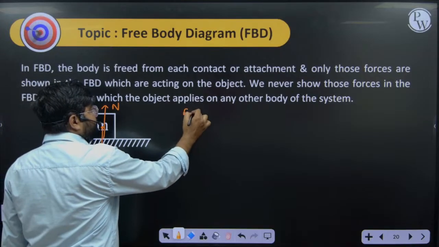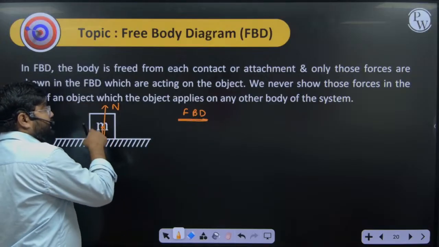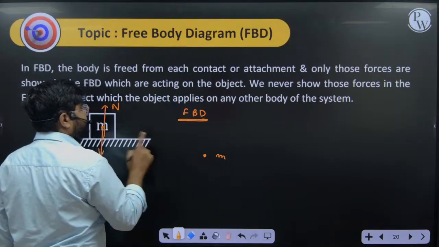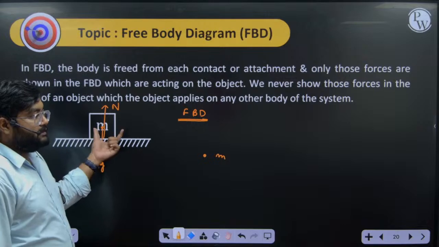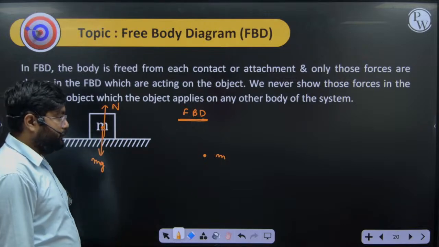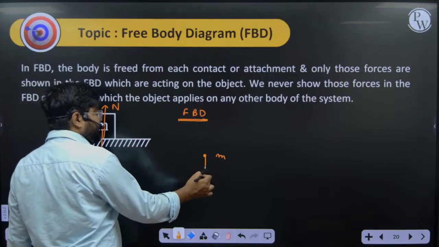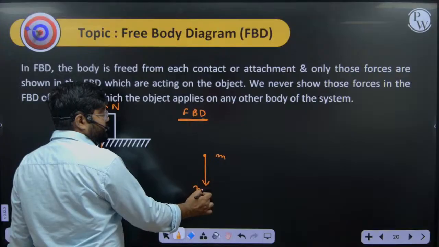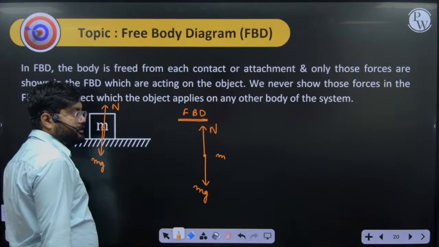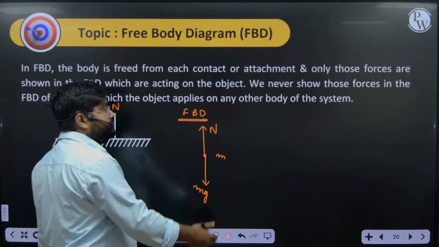If I were to draw its FBD, I will draw the entire object. I will represent it by a single point. So instead of drawing the entire block, I will just draw it by a single point. Now I will draw all the forces which are acting on it. So mg force is acting on it, as well as normal reaction is acting on it. We draw the forces as such, and then we can do our calculations.